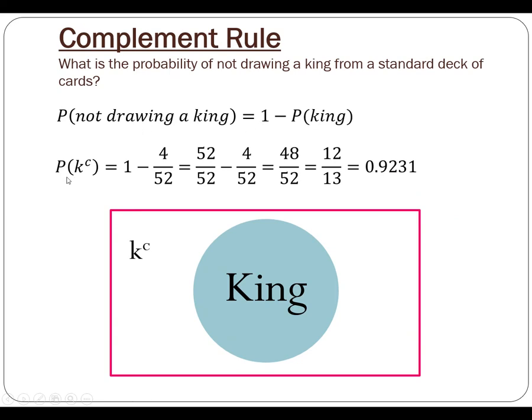Now, the notation that we typically use is this right here, the probability of a king with a superscript of a C, meaning the complement of that. And again, I said 1 minus the probability of a king, which is 4 out of 52.